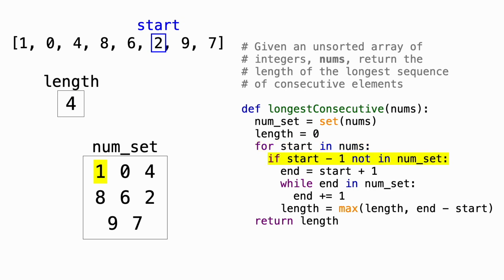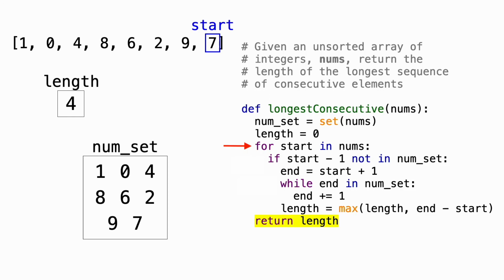Next up is 2. 2 minus 1, which is 1, is in the set, so let's skip that. Next, 9 minus 1, which is 8, is also in the set. And the last number, 7 minus 1, which is 6, is in the set as well, so we can skip all of those. We've now reached the end of the array and traversed all the sequences, so the only thing left to do is return length, which is 4, since the longest consecutive sequence was 6, 7, 8, and 9, and we're done.